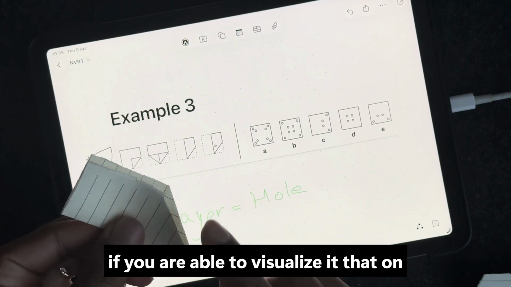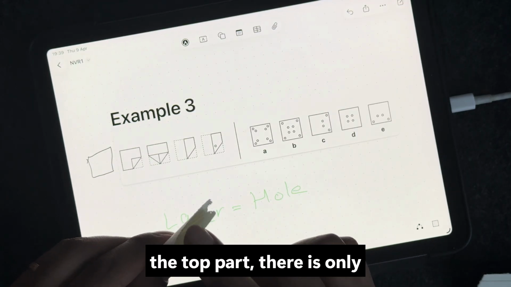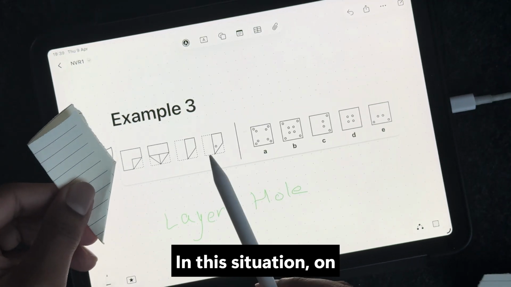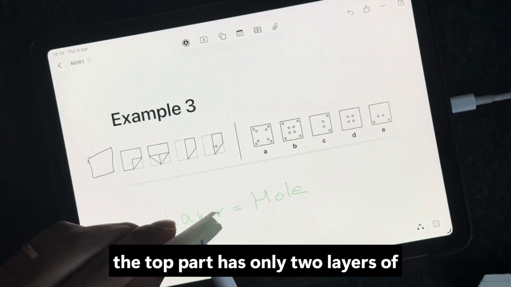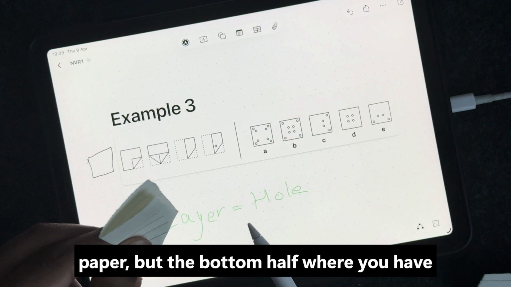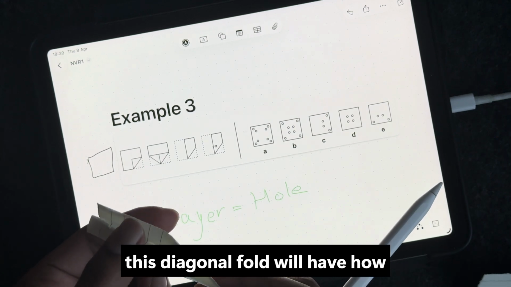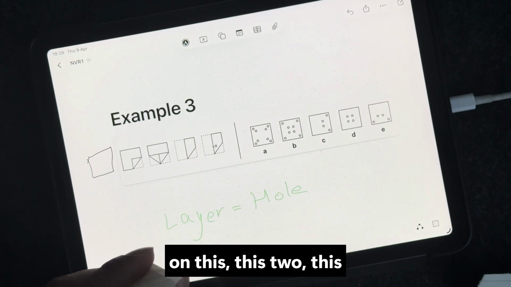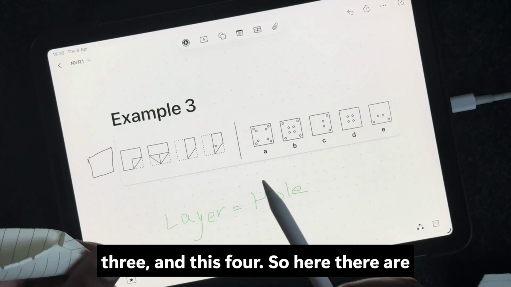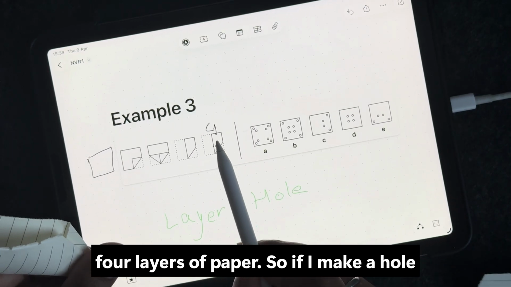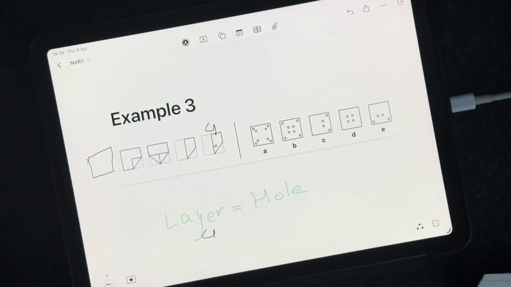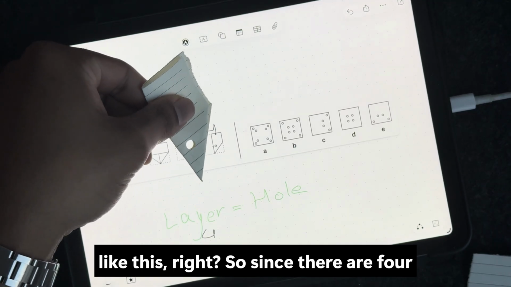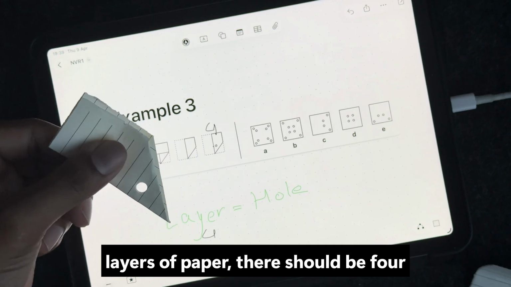Now, if you are able to visualize it, on the top part, there are only 2 layers of paper, right? But the bottom half, where you had this diagonal fold, will have how many layers of paper? 1 on this, 2, this 3, and this 4. So here there are 4 layers of paper. So if I make a hole here, like this, right? So since there are 4 layers of paper, there should be 4 holes, right?